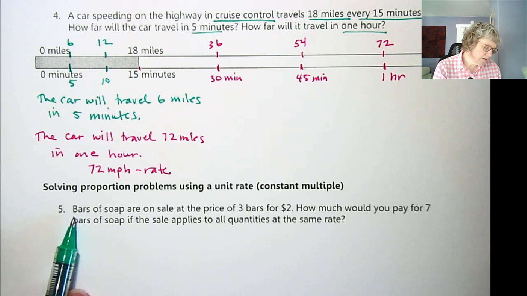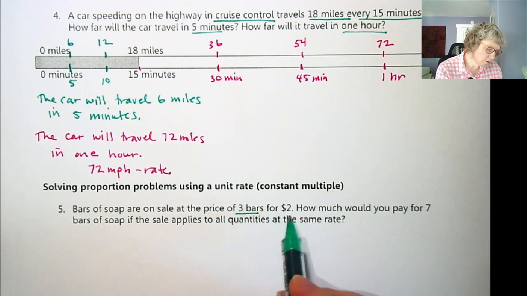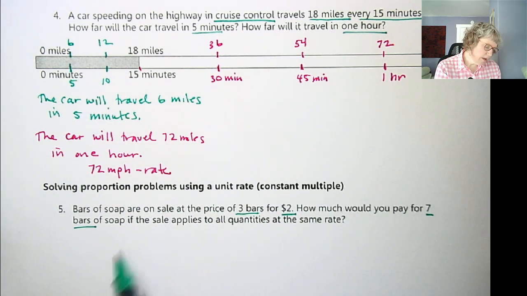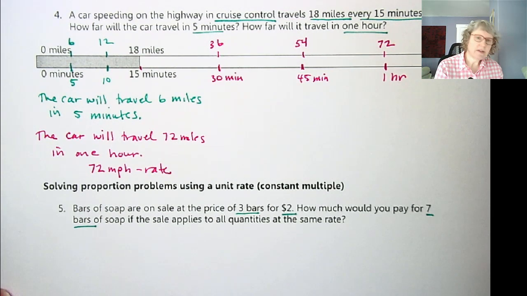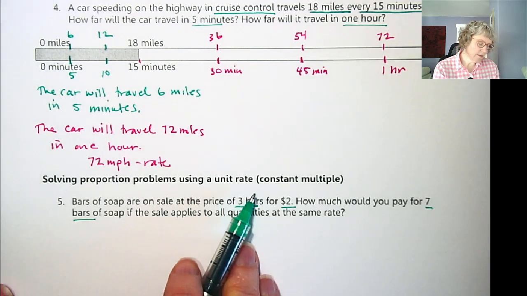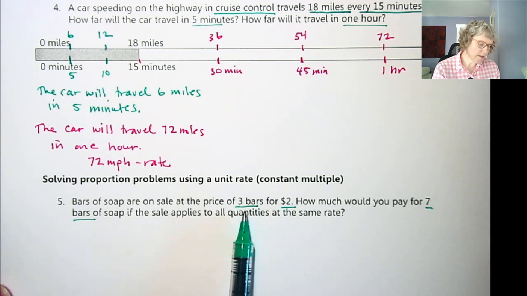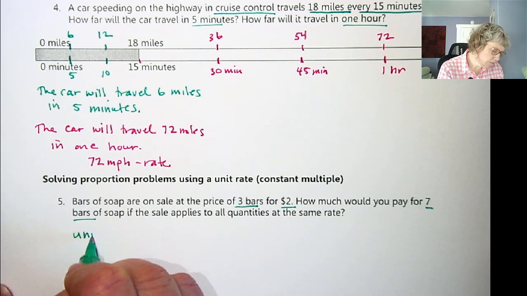Okay, second question on this page. Bars of soap are on sale at the price of 3 bars for $2. How much would you pay for 7 bars of soap if the sale applies to all quantities at the same rate? Okay, so again, to solve this, we need to know that the rate is the same. Otherwise, we wouldn't be able to do it. So I'm going to do this one with a unit rate, kind of like the cans of chickpeas before. So I like to think about dollars per can, in this case, dollars per bar. So I'm going to figure out what my unit rate is going to be first.